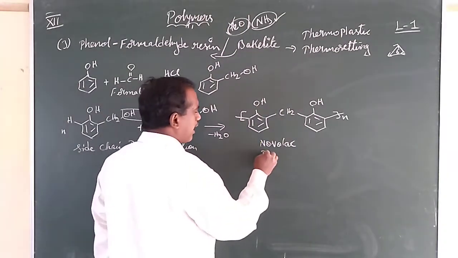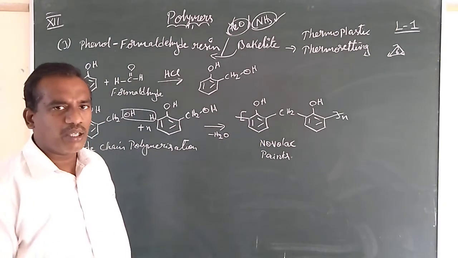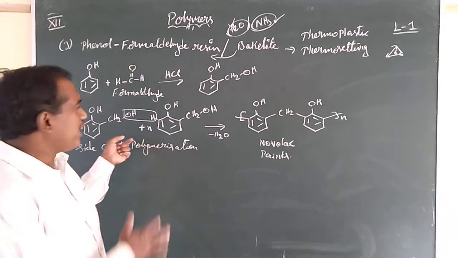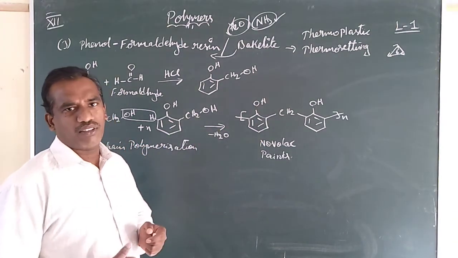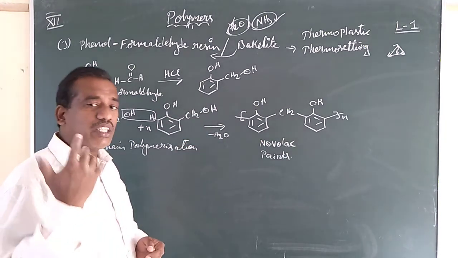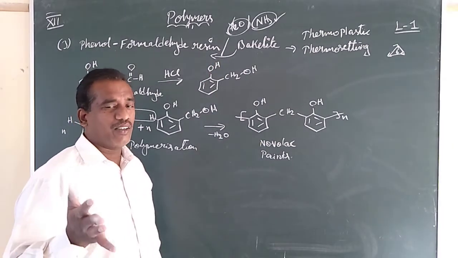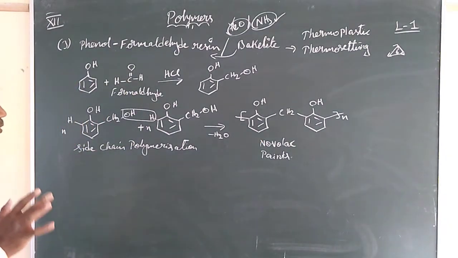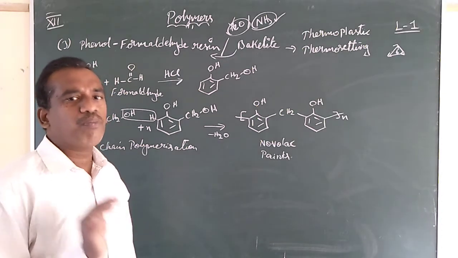That is used in paints as a main ingredient. We can see that if, instead of side chain polymerization, the polymerization of the intermediate takes place at the branching, then the final compound formed we will call bakelite. So that is a short example explanation regarding phenol formaldehyde resin under condensation polymerization.